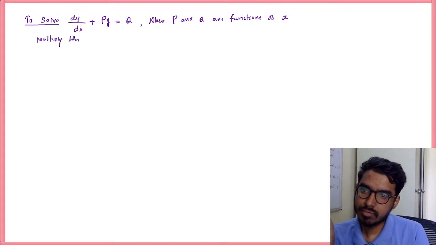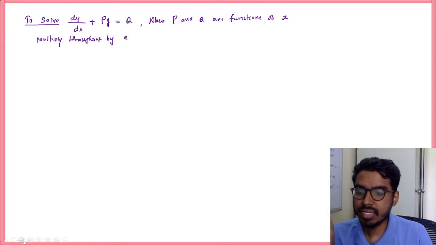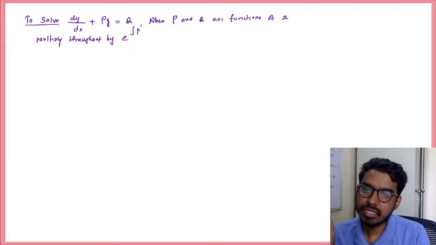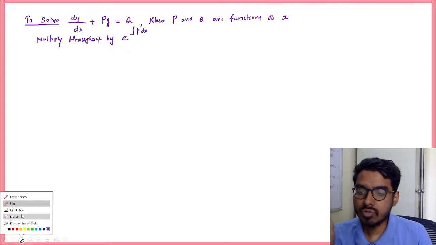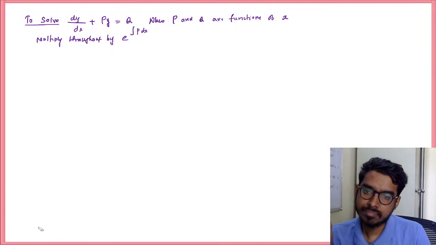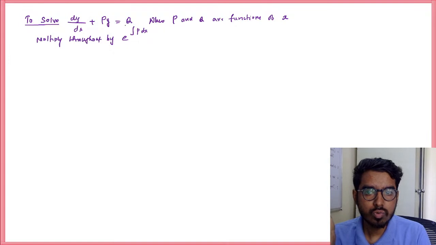multiply throughout by e power integral P dx. So I'm going to multiply throughout by e power integration of P dx. So after doing this, what will happen? I'm multiplying e power integral P dx throughout.